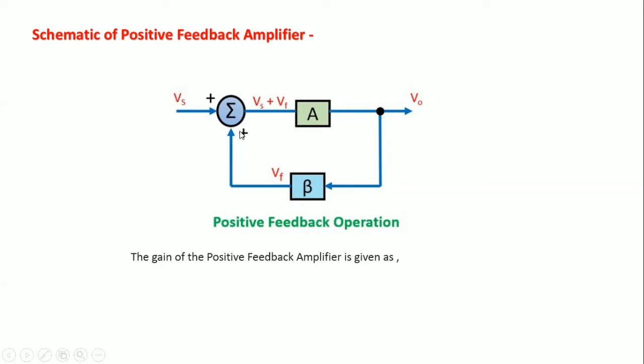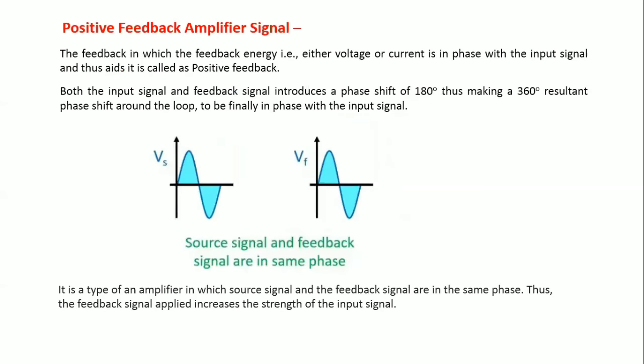For this positive feedback amplifier, the equation is given by the formula AVF is equal to A divided by 1 minus A into beta. Now what is AVF? AVF is the gain of the positive feedback amplifier, A is the gain of the amplifier, and beta is the feedback fraction. So for the positive feedback amplifier, the gain is given by AVF is equal to A divided by 1 minus A into beta.